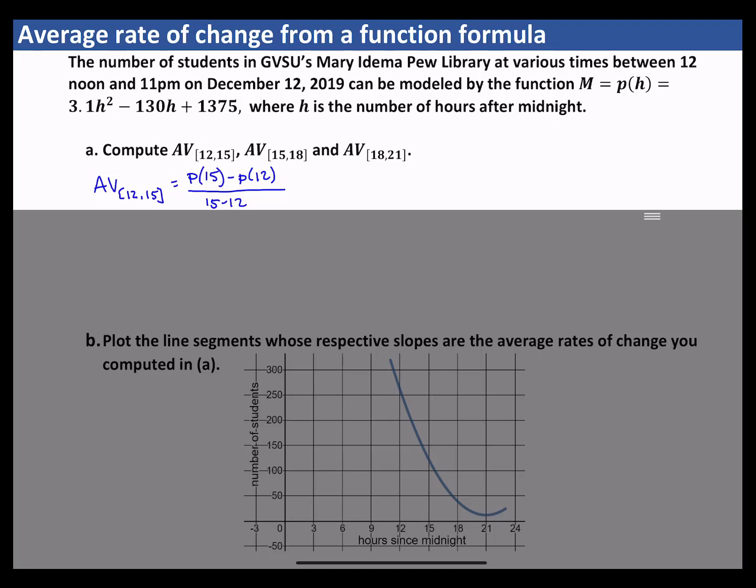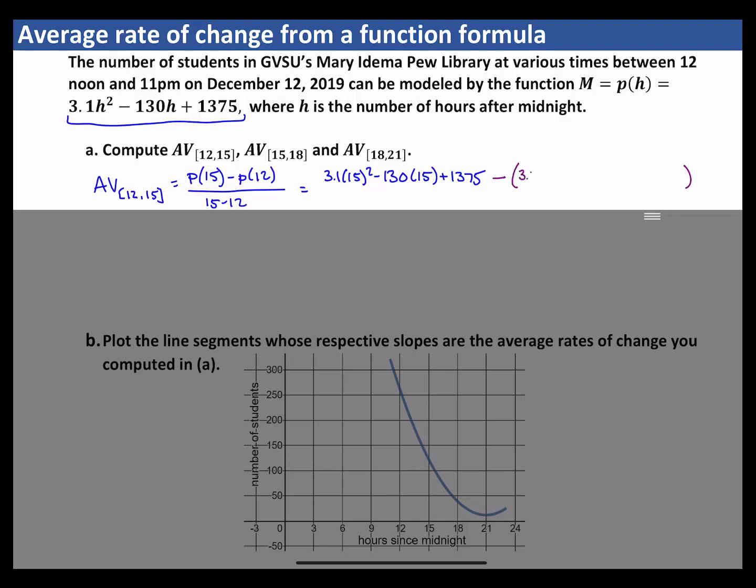And to find p of 15, we know the input is 15, so we'll replace h with 15. We'll have 3.1 times 15 squared minus 130 times 15 plus 1,375. And then we will subtract p of 12. Because we're going to have multiple terms, we need to remember parentheses so that we subtract everything that makes up the quantity p of 12.